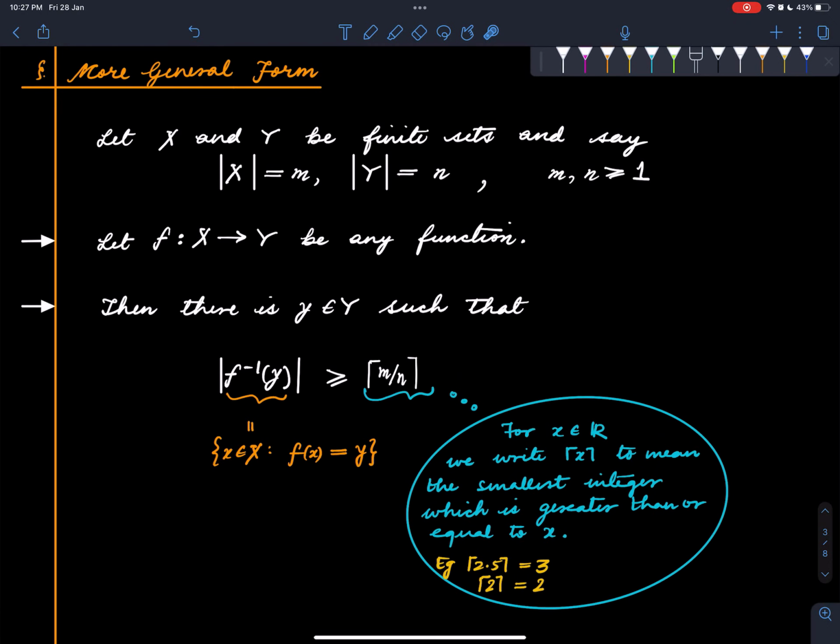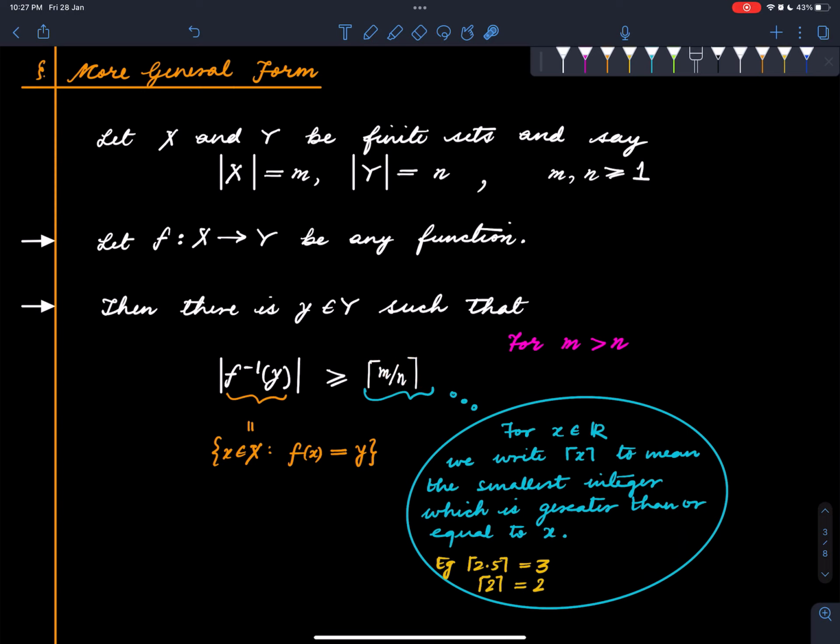So let's say we just have, for m greater than n, meaning you have more pigeons than cages, then what is the ceiling of m by n? The ceiling of m by n is the ceiling of something strictly greater than 1. And the ceiling of something strictly greater than 1 is at least 2.